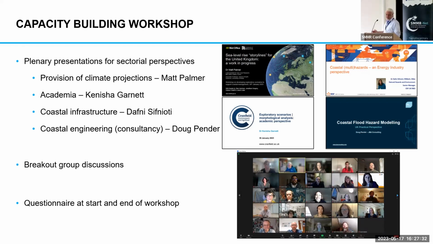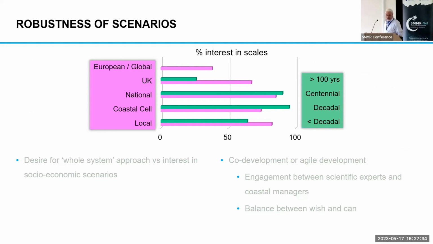So very quickly into some of the outcomes. So I said three big themes. The first theme is really around the robustness of scenarios. And the first thing that really came out of the workshop is that it might seem very obvious, but we really have to address the right scales, both in time and in space.